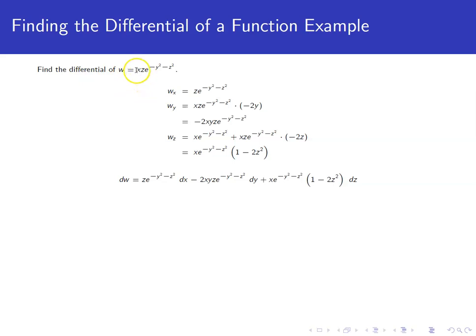This is a function of three variables, so we need to find three first partials. Notice I just have one function of x here. The rest we can treat as constants. Derivative of x is 1. So the partial with respect to x is just z e to the negative y squared minus z squared.